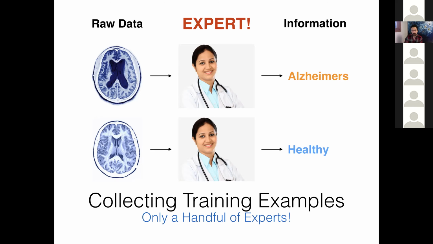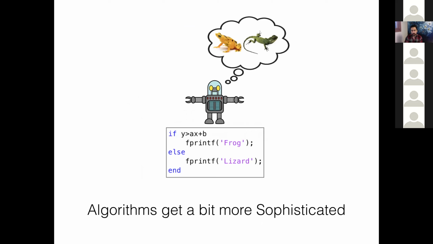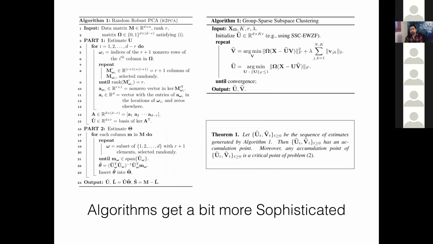Is there some data augmentation technique or some other trickery that we can use to train our mathematical models with fewer data? And finally, let me give you a third example of a complication of our work. If you remember from the frog lizard example, the algorithm that we had to write to classify a frog from a lizard was kind of easy, right? It was just an if, else, done. For all of these self-driving cars or Alzheimer's versus healthy problems, algorithms, of course, get far more sophisticated than that.